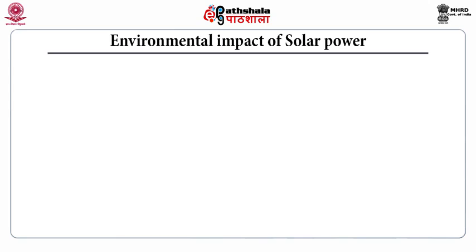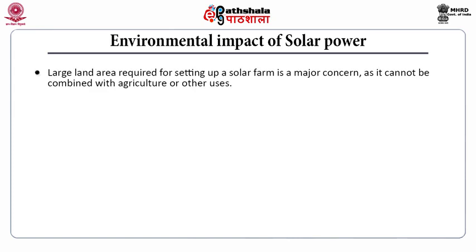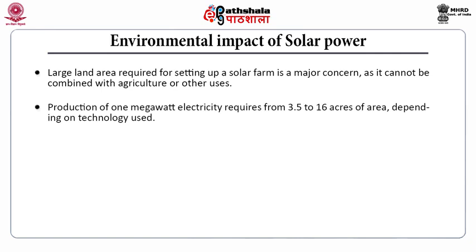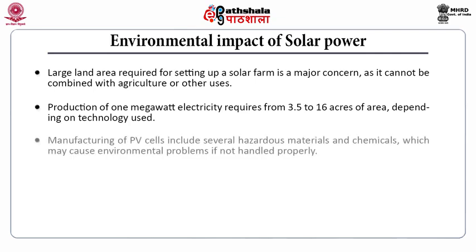What are the environmental impacts of solar power? Though it is a source of clean, everlasting and eco-friendly energy, solar power is also associated with some environmental impacts. The large land area required for setting up a solar farm is of major concern, as it cannot be combined with agriculture or other uses. The production of 1 megawatt electricity requires 3.5 to 16 acres of area, depending upon what technology we are using.